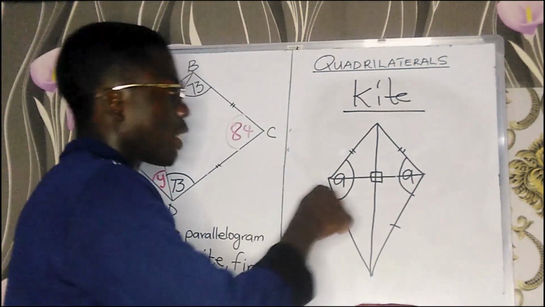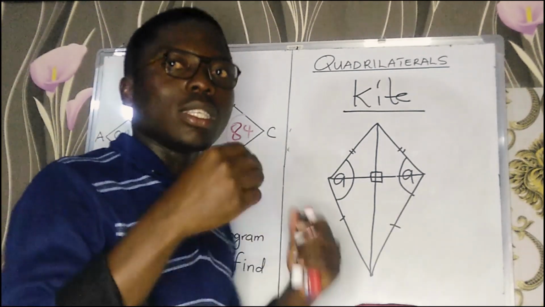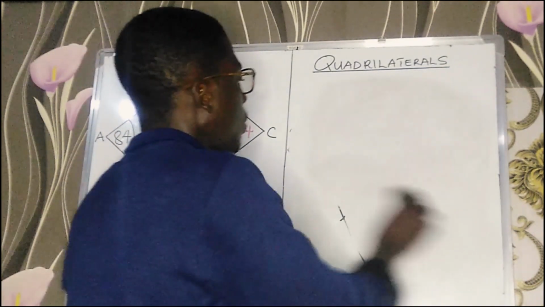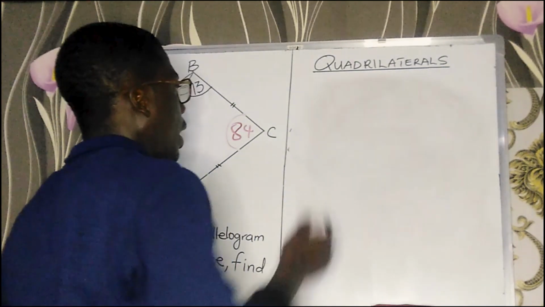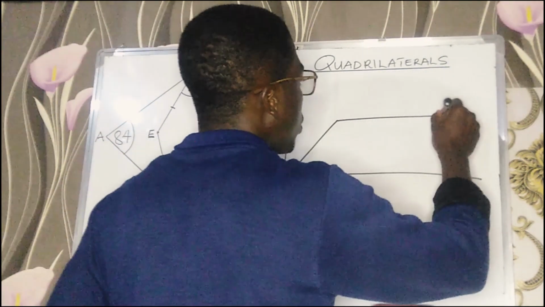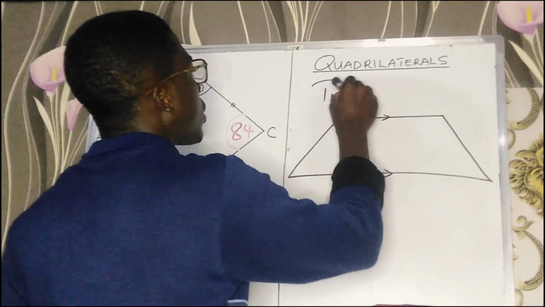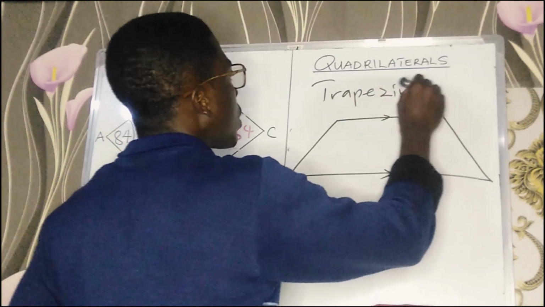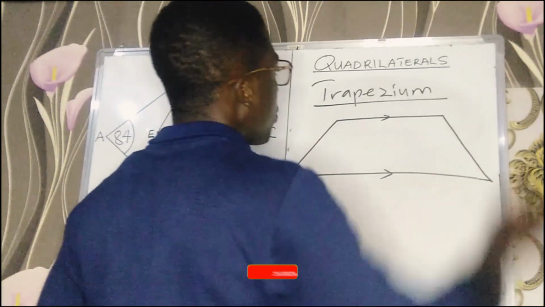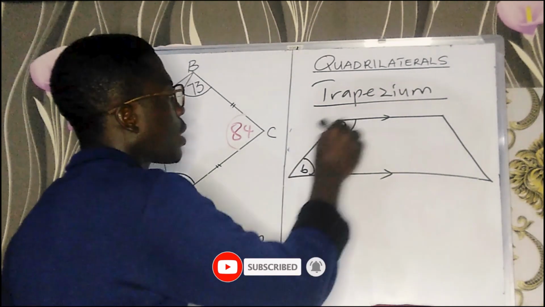So that is all for kite. And of course, the sum of its interior angles add up to 360 degrees. Let's move on to the last one on my list, which is the trapezium. The trapezium. Good. I have my A here, B here, this way.